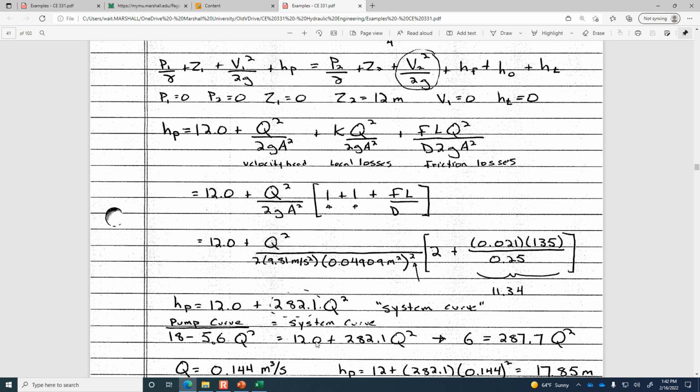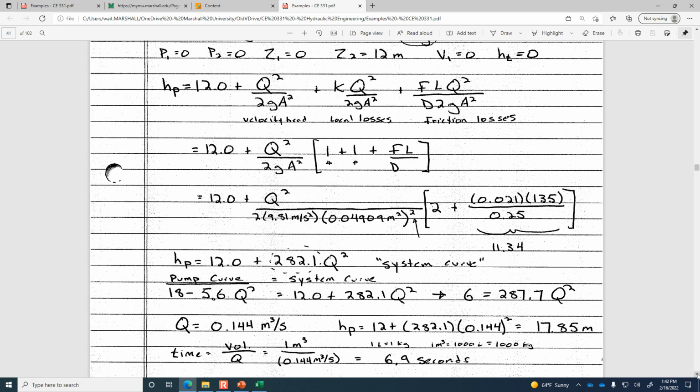and so therefore, if you substitute that flow rate back into the pump equation or the system curve equation, then what you'll get is that the pump head that's being added is 17.85 meters. That's how much head has to be added. And if that's the flow rate, then a metric ton of water, the 1 cubic meter, is going to take 6.9 seconds to be pumped. So I'll pause there for a moment and give you some additional time to either copy down those calculations or check your calculations. But there is a part B to this question.